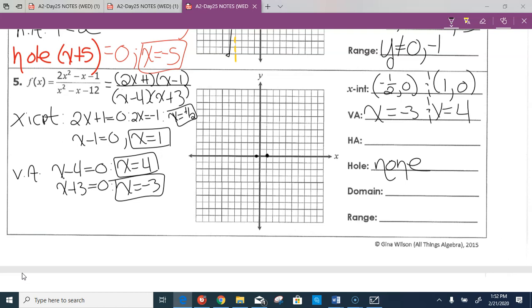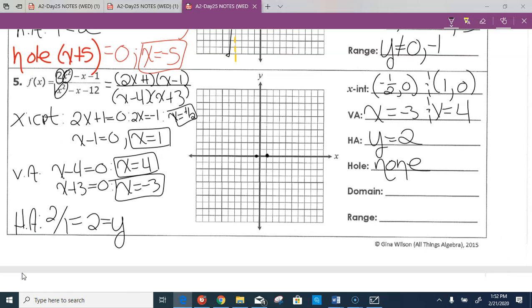2 factors. To get my horizontal asymptote, I have to look at the exponents of my original equation. The top exponent was a 2, the bottom one was also a 2. That means that they're both the same. When you have 2 that are the same, you have to use the leading coefficients. The top leading coefficient was 2, the bottom leading coefficient's a 1, 2 divided by 1 is 2, so there's my horizontal asymptote at y equals 2.